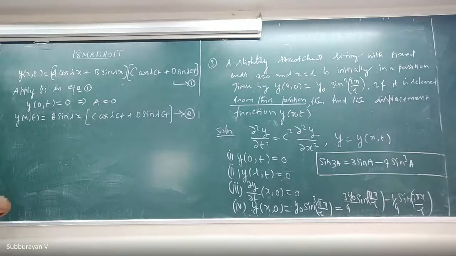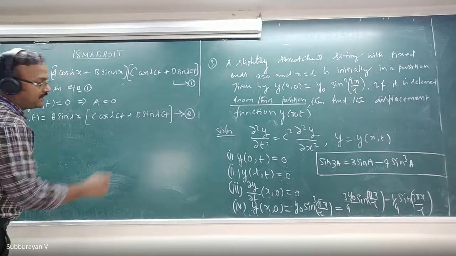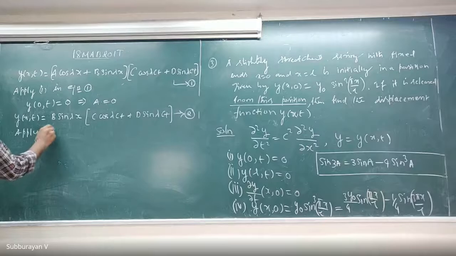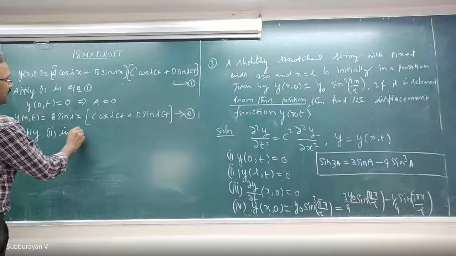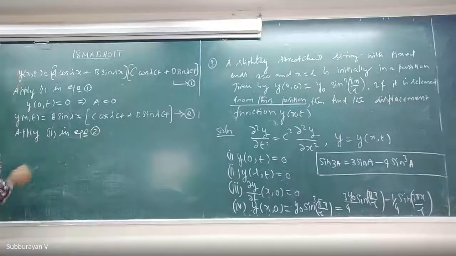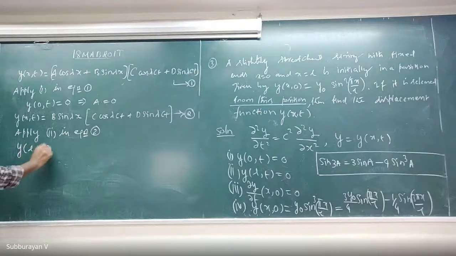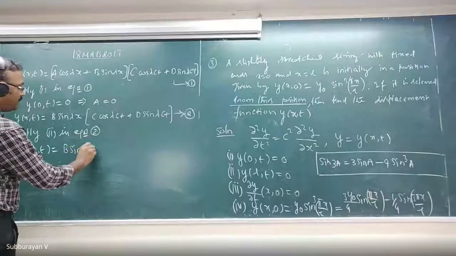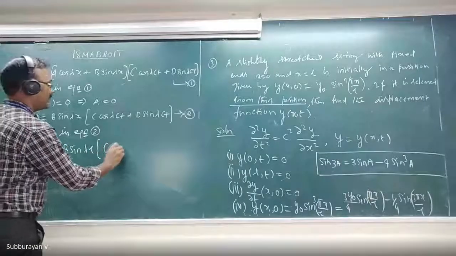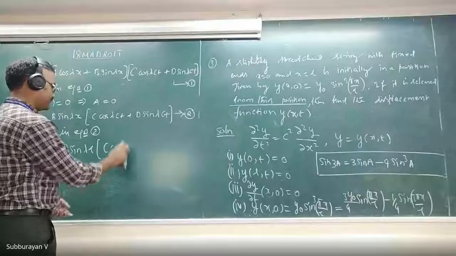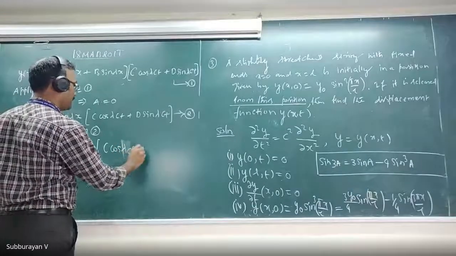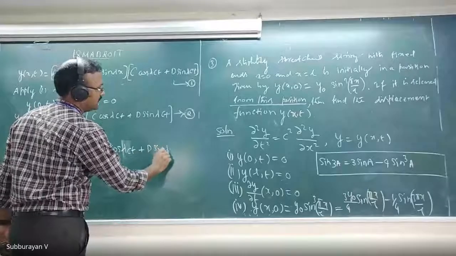So what will happen when we apply the second condition? Now apply the second condition in equation number 2. That is y of L comma t, which is equal to b sin lambda L into c cos lambda ct plus d sin lambda ct.